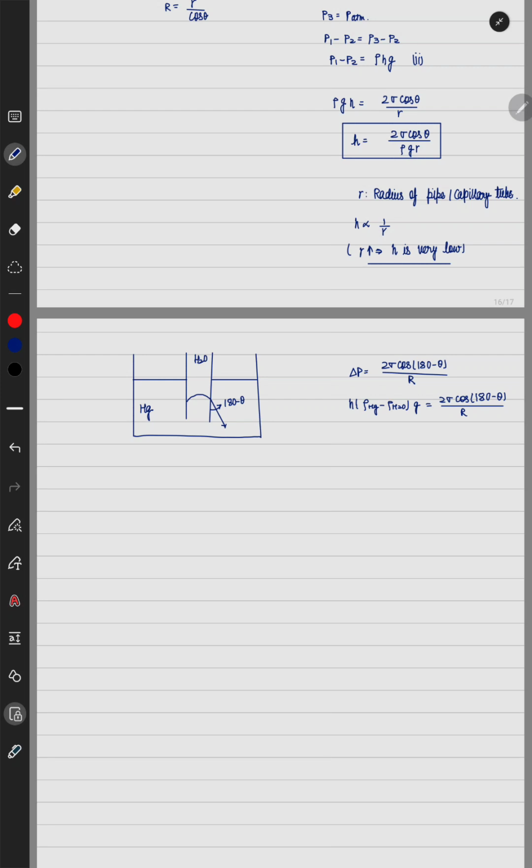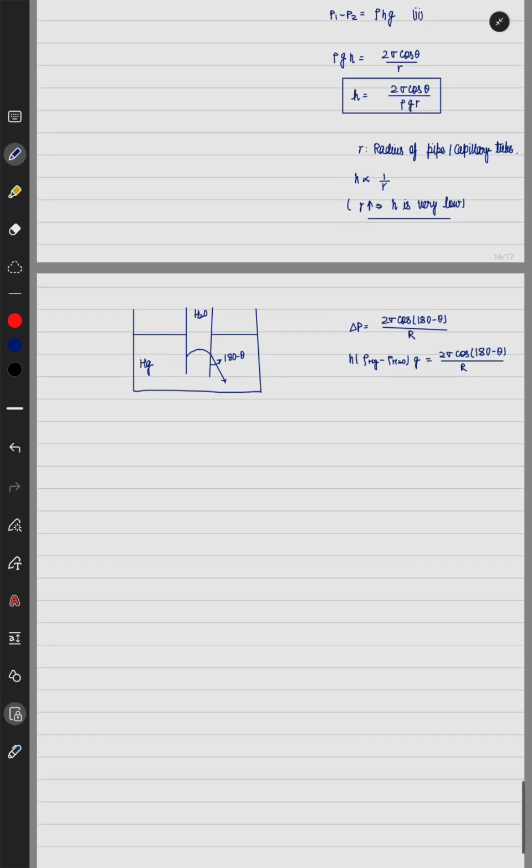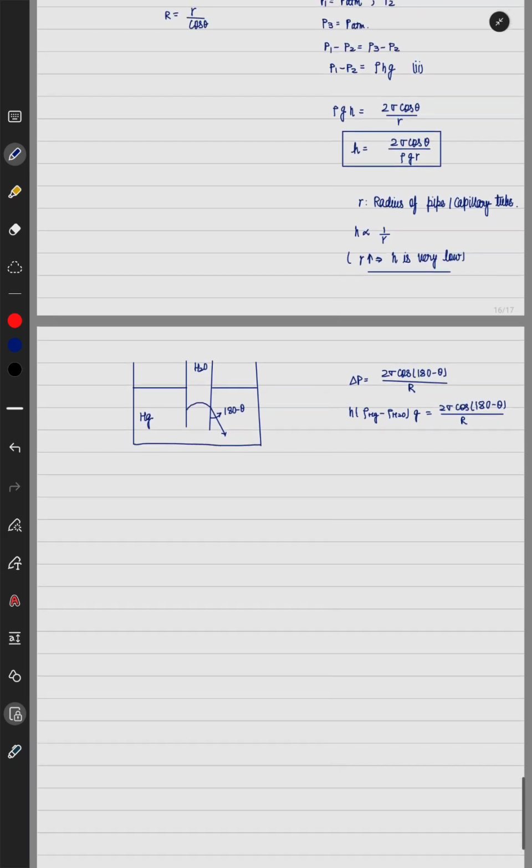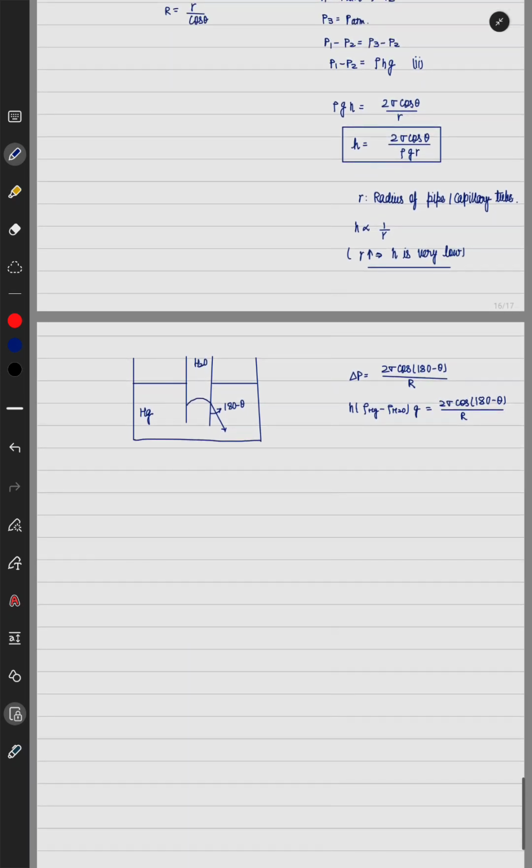So this is all that I wanted to discuss. From the next class onwards, we will start fluid statics, and this is the last topic that I wanted to discuss today. From the next class we will discuss fluid statics. Okay. Thank you.